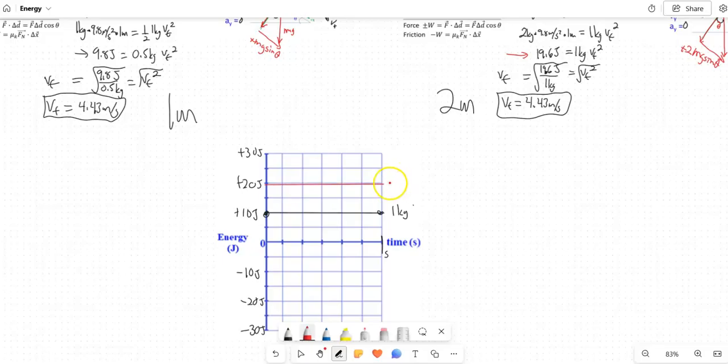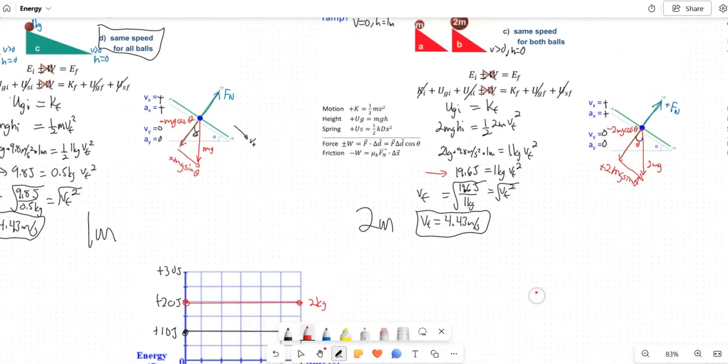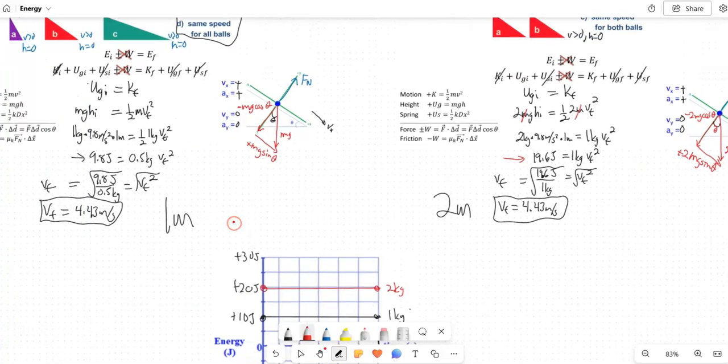So for the 2 kilogram object, it had 20 joules starting and ending. So even though it had more energy, it was traveling the same speed. Okay? And essentially, the part that's really weird is we could have just said the masses cancel out on both equations, such that mass doesn't matter.